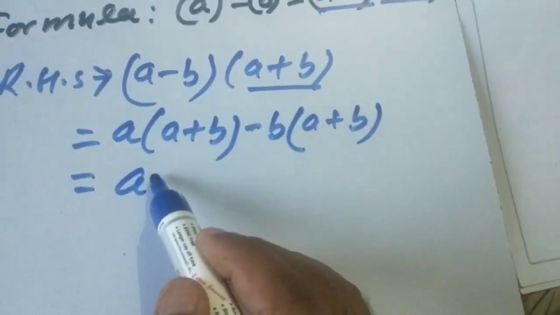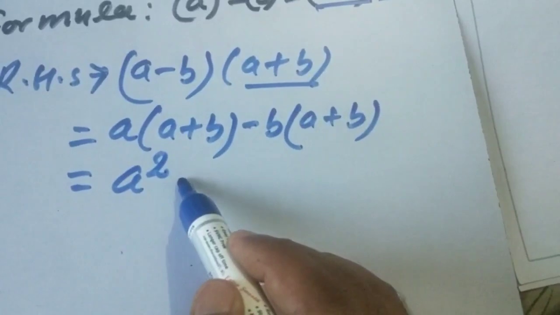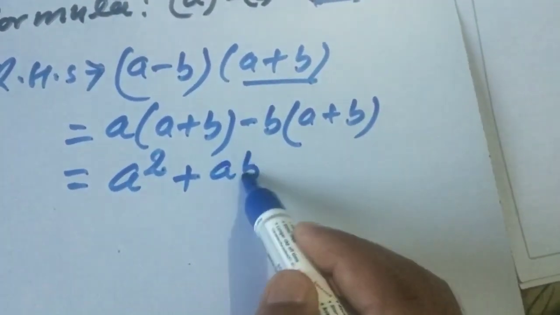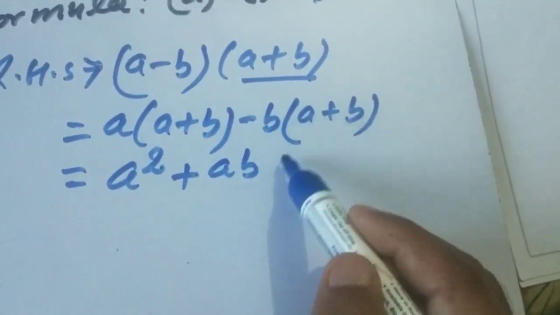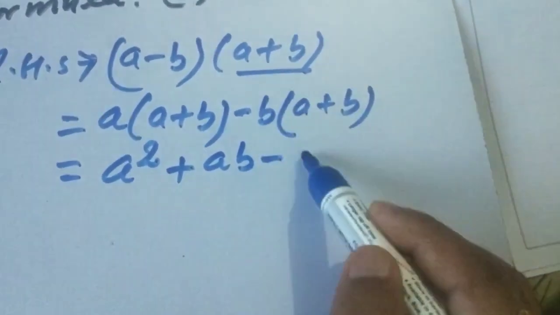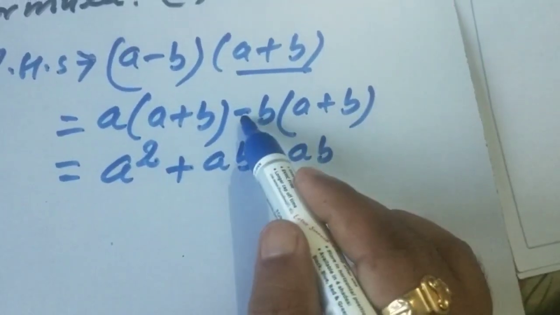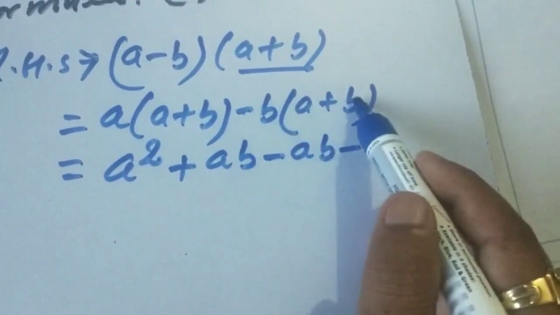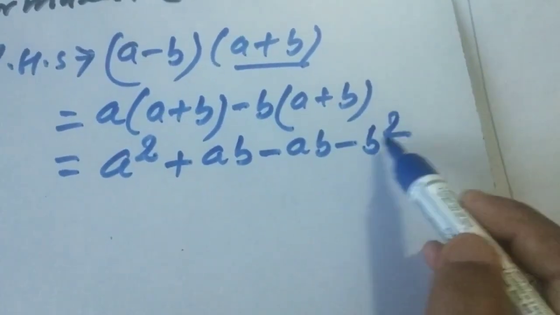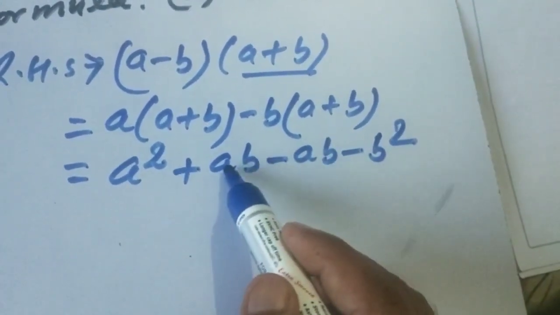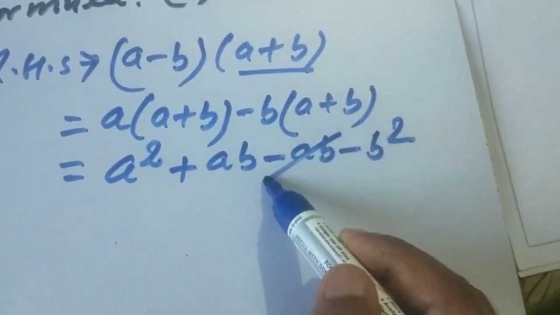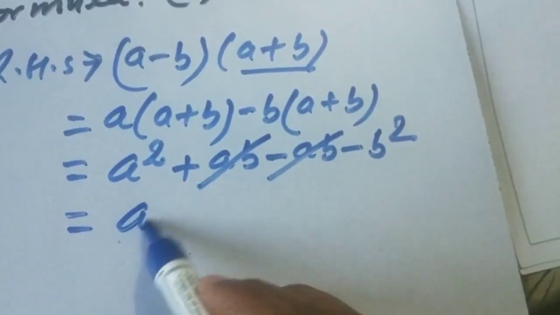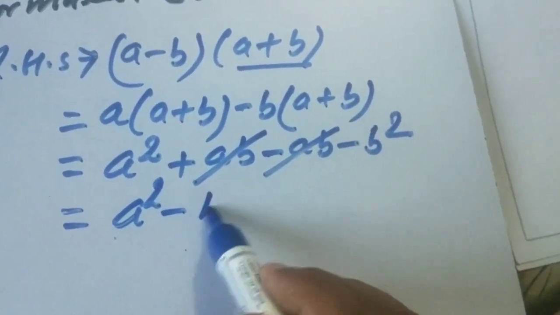A multiplied by a will be a square, and plus a multiplied by b will be ab, minus b multiplied by plus a will be minus, and a multiplied by b will be ab, and minus when multiplied with plus will be minus, and b multiplied by b will be b square. Now you can see plus ab is here and minus ab is here, so it will be cancelled. So what is left? A square and minus b square.